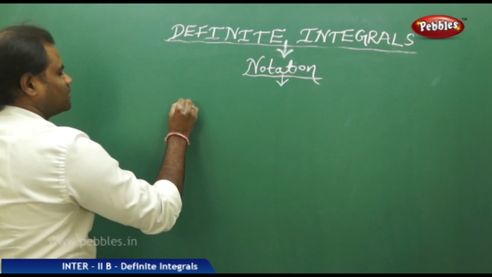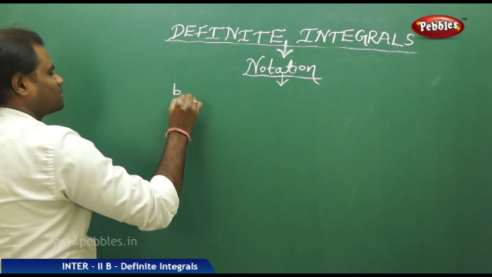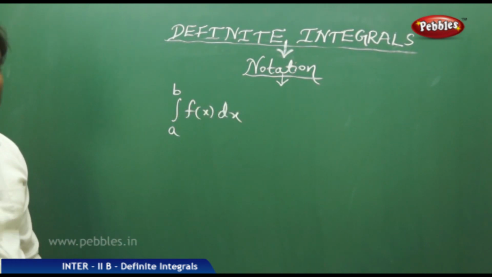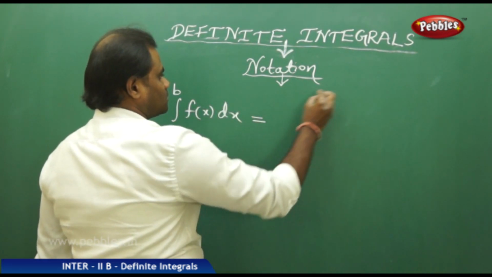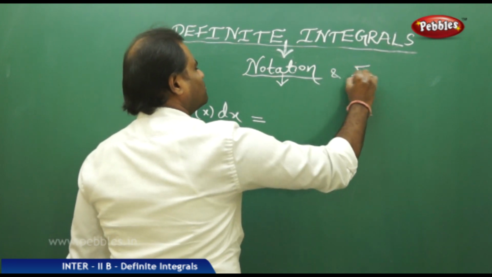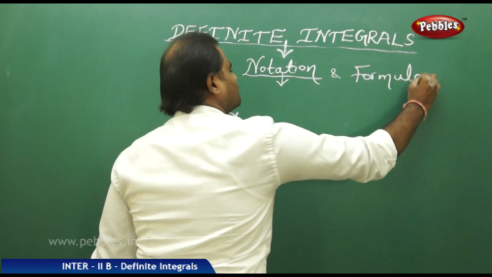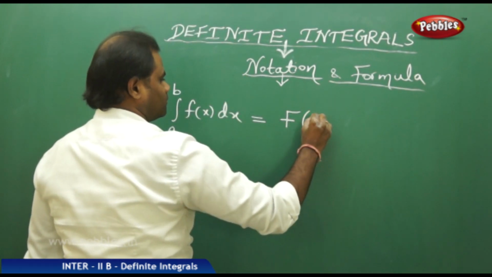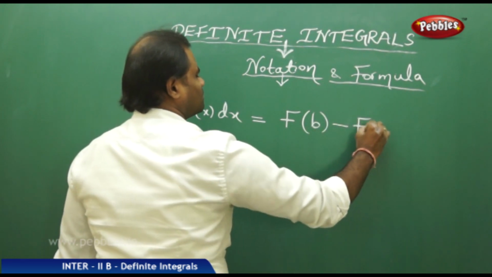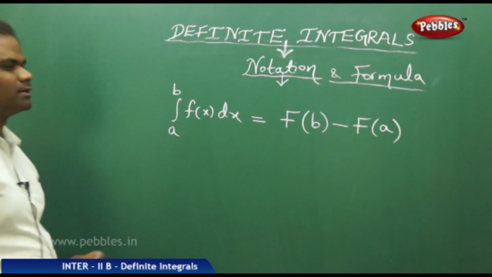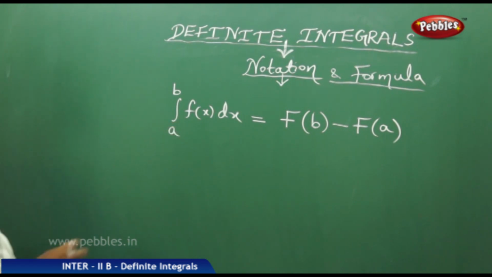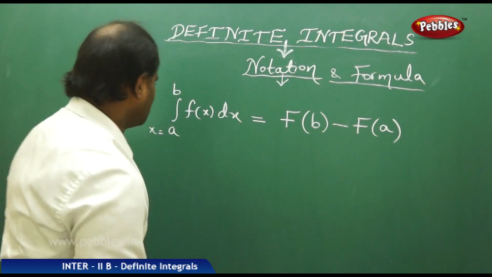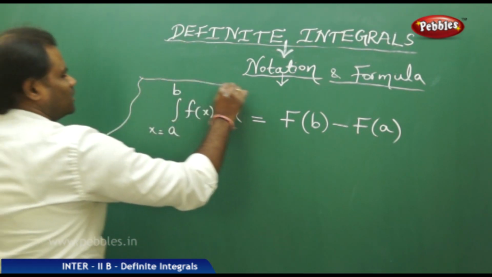which is denoted by the integral a to b of f of x dx, and the formula is given by f of b minus f of a. That is, by substituting x equal to b in the integral first, and then subtracting the value at x equal to a. This is how we obtain the formula.